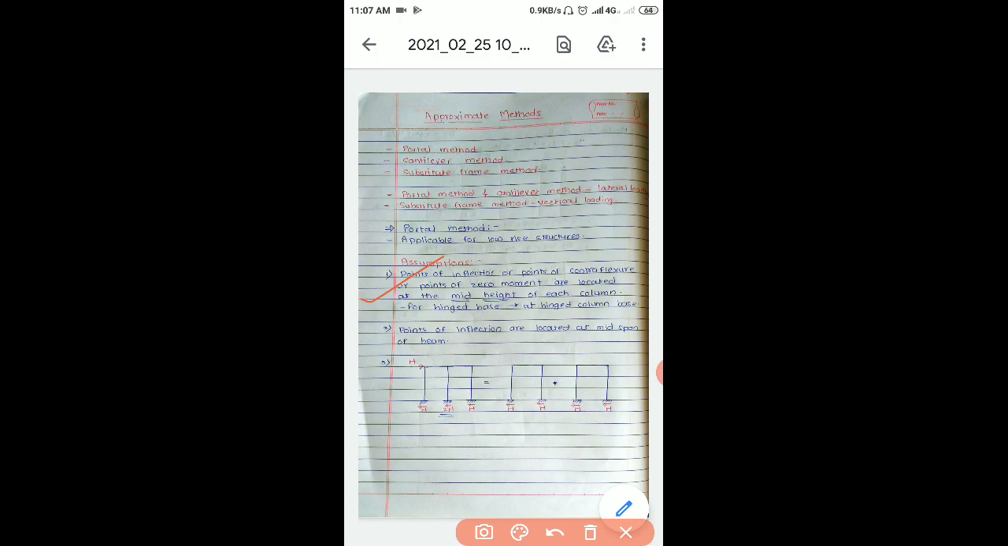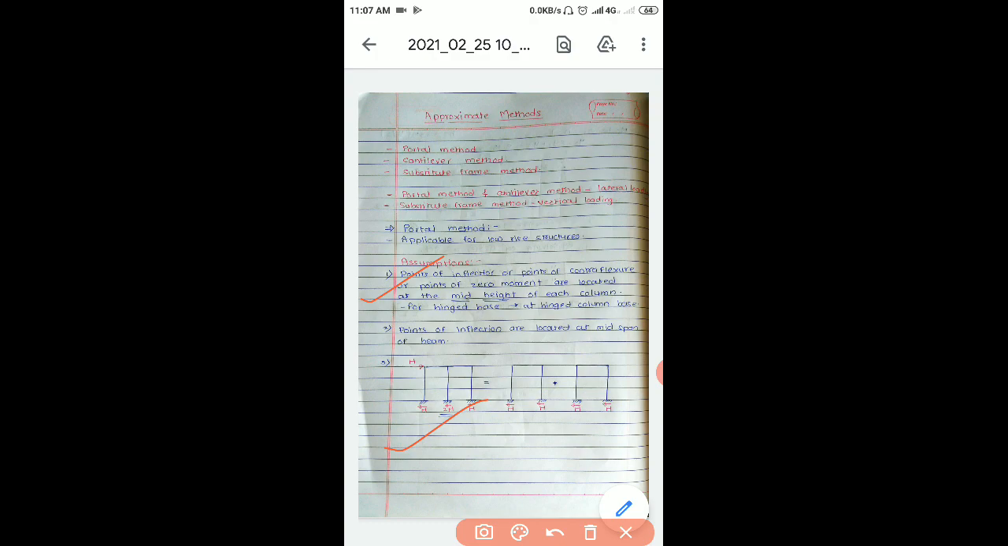Okay, easy. Then the total horizontal shear at any floor is divided among all the columns, on the basis that each interior column takes twice as much as the exterior column. Okay, so this is the important assumption in portal method. Okay, so these are the assumptions.